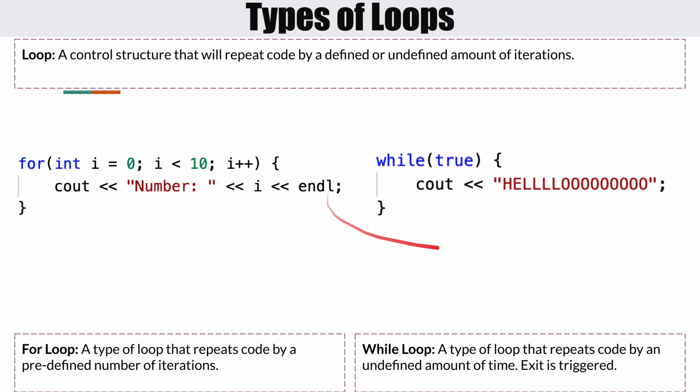A while loop, on the other hand, is a type of loop that repeats code by an undefined amount of time. Now, that's a little misleading because I can make a while loop just like a for loop by making a counter and saying that once it counts to a certain number to exit. But if you're going to do that, then just make a for loop, right? A while loop should really be used when something else is going to trigger the end of the game, or when you don't know how many times it needs to run.